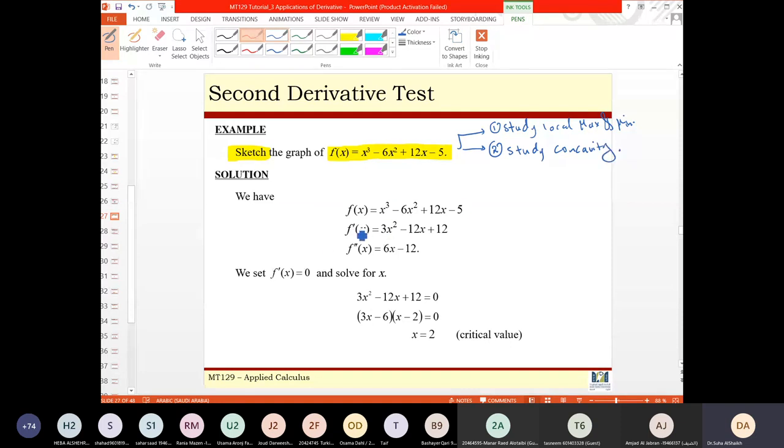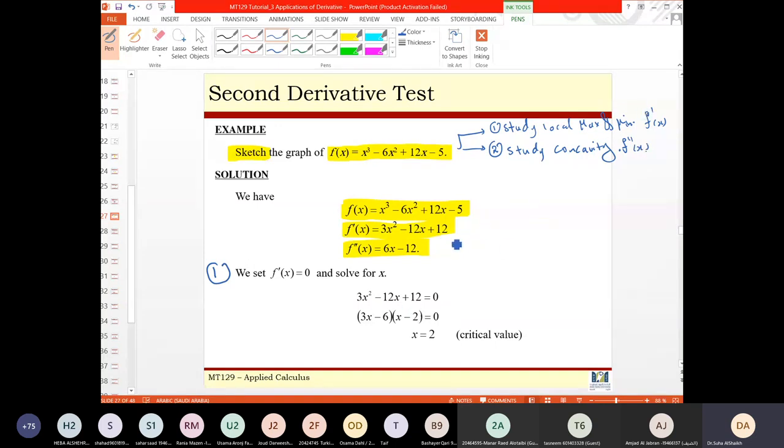To do this, of course, I need f in front of me, which is the y. I need f dash, the derivative of f. I need f double dash. Okay, so to do step number 1, I have to work with f dash of x. To do step number 2, I have to work with f double dash of x.